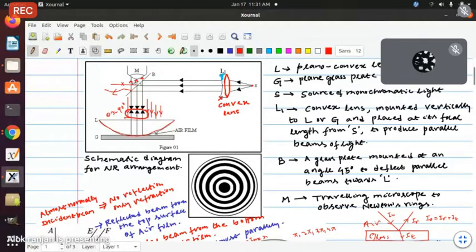And since it is a 3-dimensional object, what will happen? We have a circular surface. The plane side of this plano-convex lens is a circular surface, and the beam is incident all over the circular surface, not only in one direction.